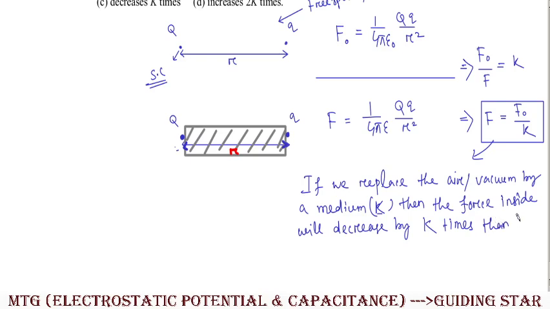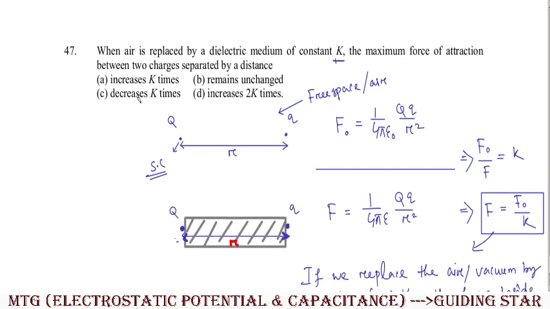Then the force between the charges in air or vacuum. क्लियर? तो ये डिक्रीज होगा, दैट मीन्स कितना टाइम, कितना ये डिक्रीज होगा, k टाइम्स, it will decrease by k times. So here, increase by k times, remains uncharged, decrease by k times and increase by 2k times. So option C here, it will be the correct one.